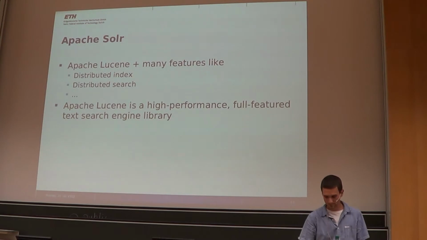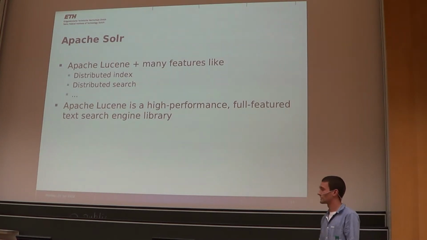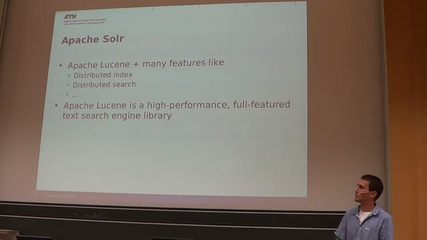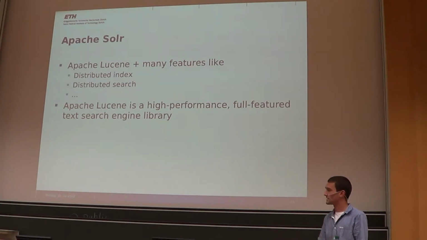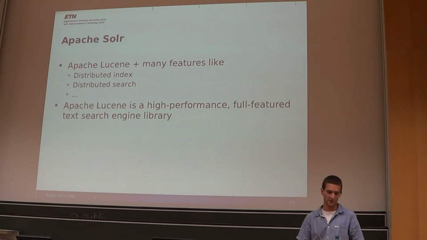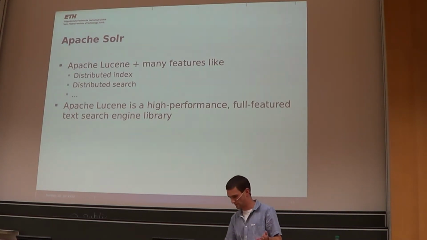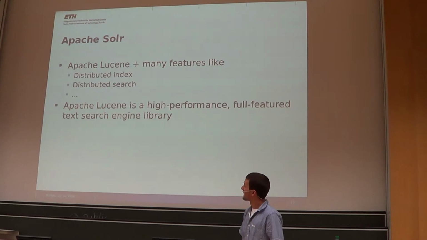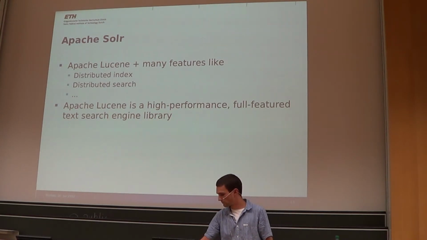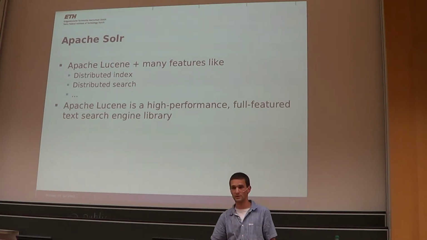Now Solr. This is the only slide about Solr. It's basically Apache Lucene plus many more features. Apache Lucene is a text search engine library, and Solr basically wraps that in the core and adds features like distributed index, distributed search, or also a nice web interface. Yeah, stuff like that. So we have chosen Solr because it offers those distributed capabilities.